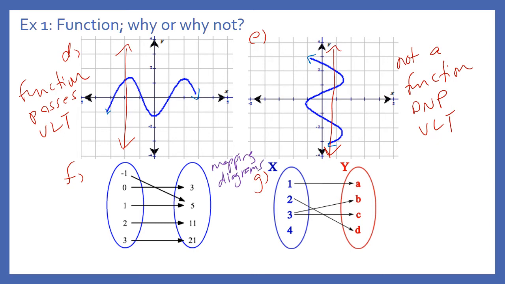And the first bubble is always your X, and the second one is your Y. So what this means is that if you start on the left, (-1, 5) is a coordinate. (0, 3) is a coordinate. (1, 5) is a coordinate. (2, 11), (3, 21), those are coordinates.